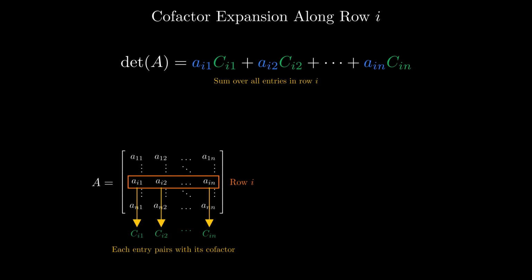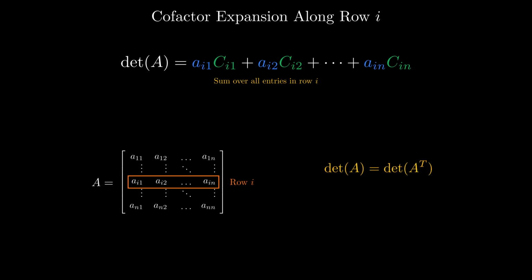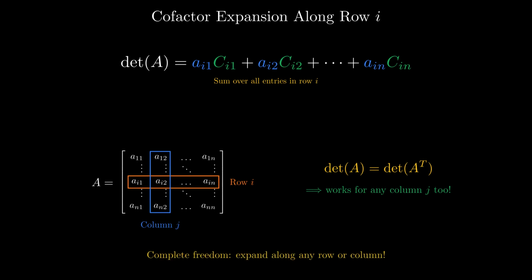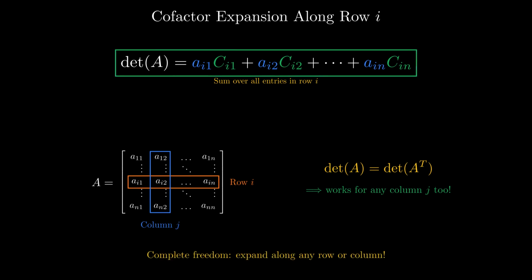Each entry pairs with its cofactor, and this formula works for any row i that you choose. Furthermore, since the determinant of A equals the determinant of A transpose, cofactor expansion along any column works just as well. So you have complete freedom to expand along whichever row or column you prefer.